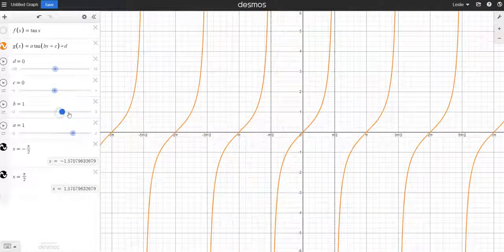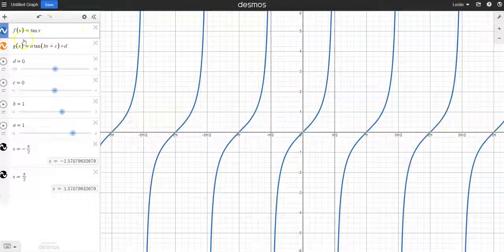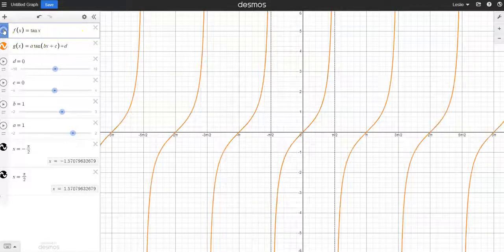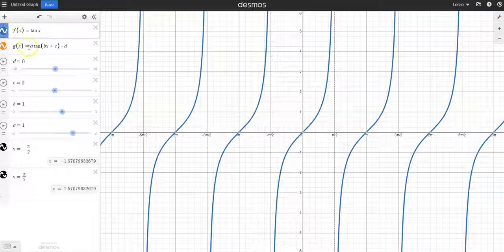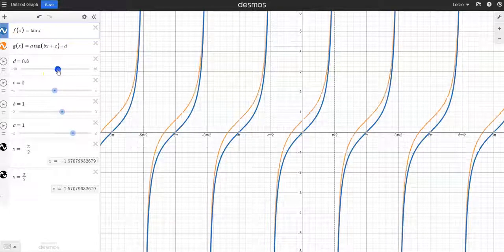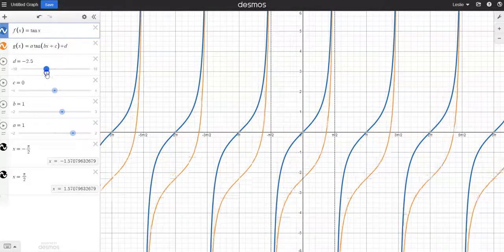Right now what you see in orange here is 1, that's my a, 1 times the tangent of 1x plus 0 plus 0, which is just the tangent of x. In fact, if I turn this one back on, you'll be able to see that's the same graph, right? That's just my tangent of x. Let's leave that turned on. What happens if I change d now should be that the graph moves up and down, up for positive and down for negative d.